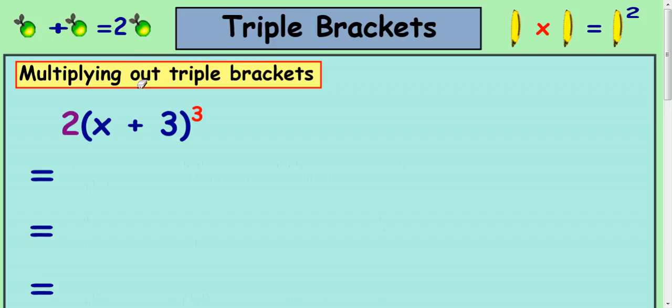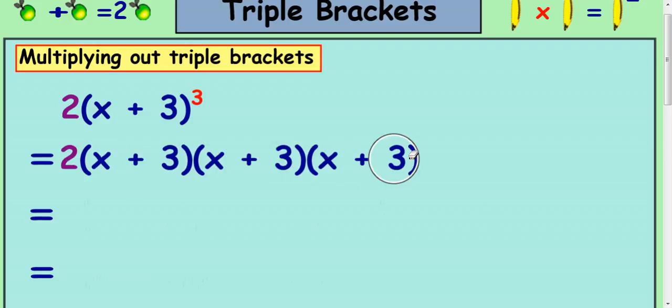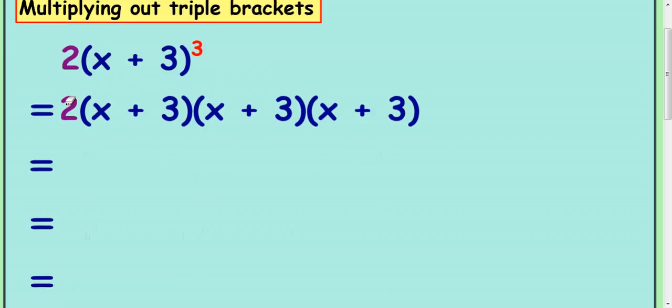In this lesson we're going to again look at cubing a bracket, but this time with a multiplier value at the front. In this example here we've got a 2 in the front of the bracket and then a cube. Now as before, write it out long ways, so leave the 2 at the front and then write it out x plus 3 times x plus 3 times x plus 3.